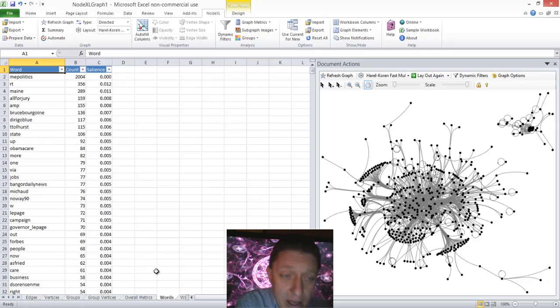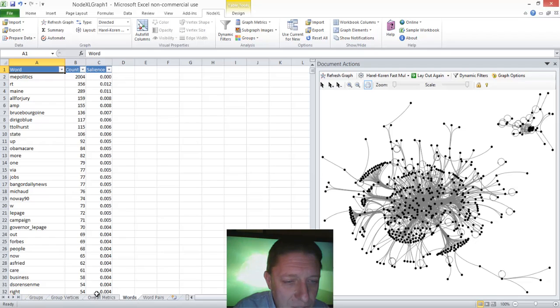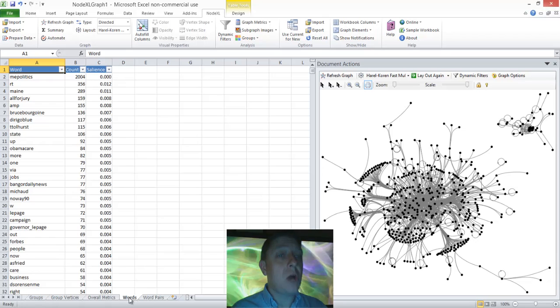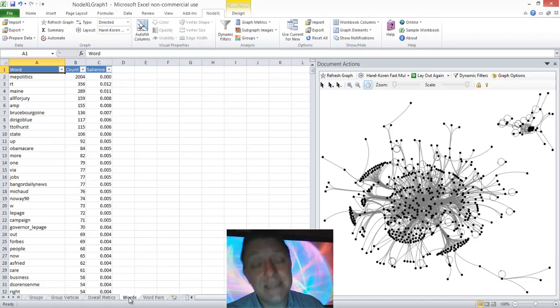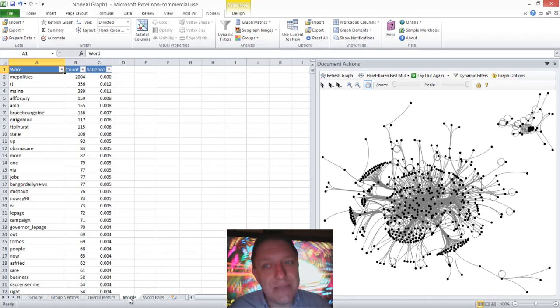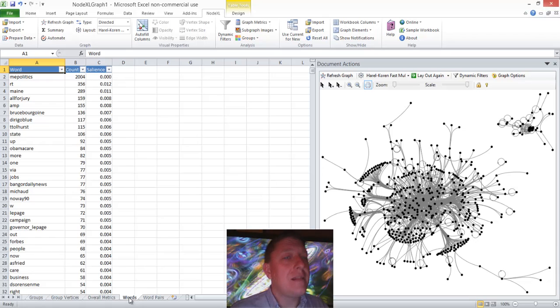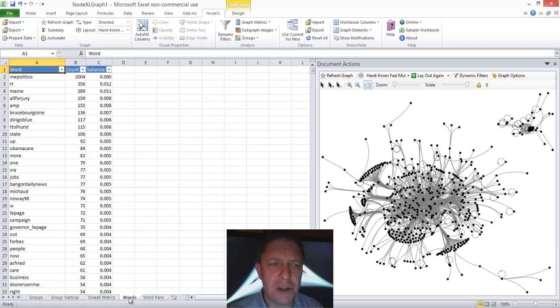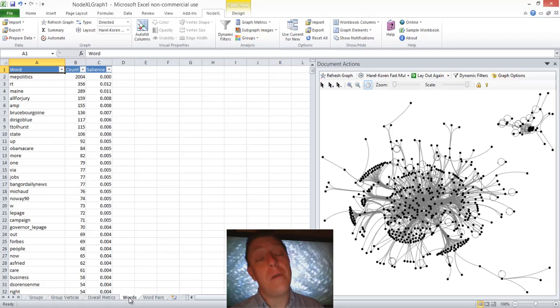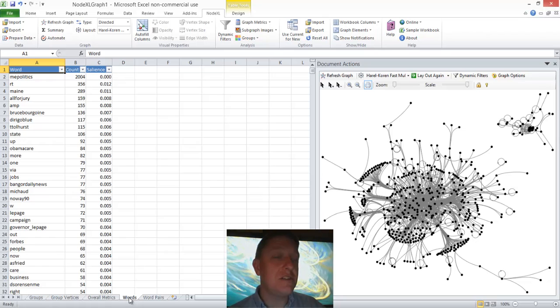You always had your edges and vertices, but now you can have some new tabs: overall metrics, words and word pairs. Under words, we find out, well, what is the most common mentioned word? mepolitics. It's the hashtag. We expected that. Every single tweet is going to have mepolitics in it. RT stands for retweet. Then there's Maine. Dirigo Blue. Obamacare. Obamacare is big this week in discussions of Maine politics.